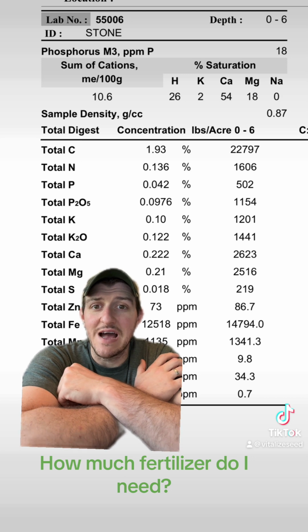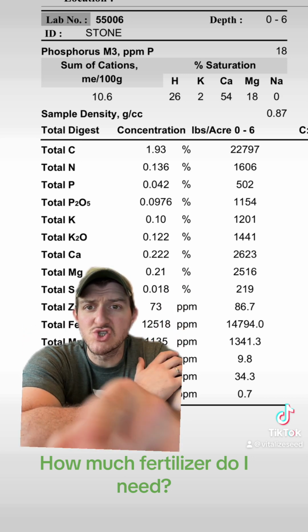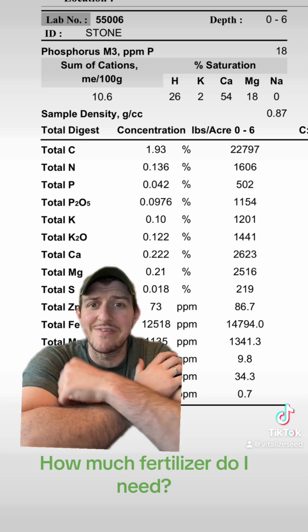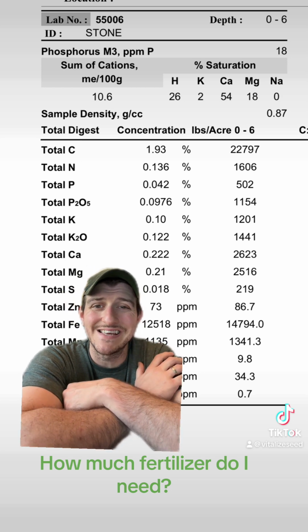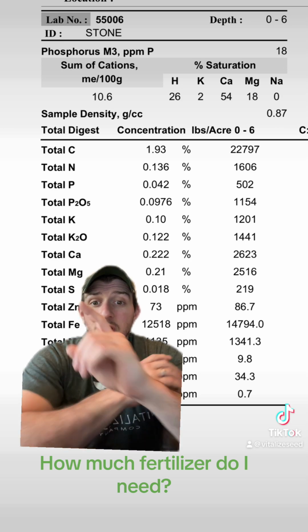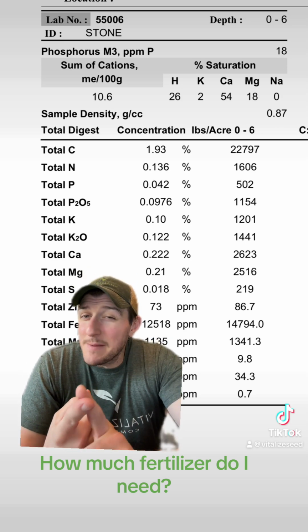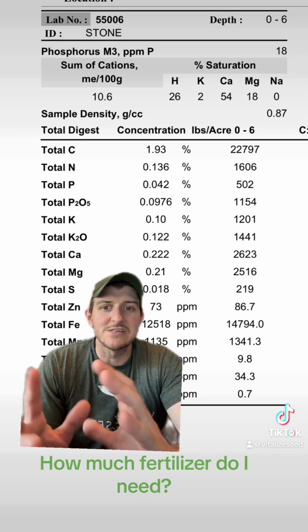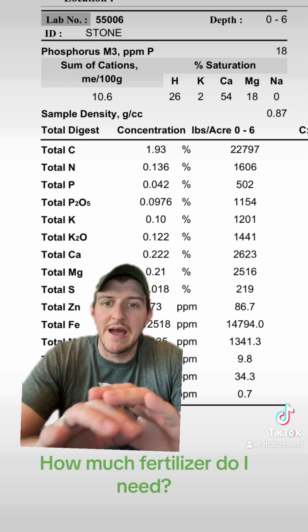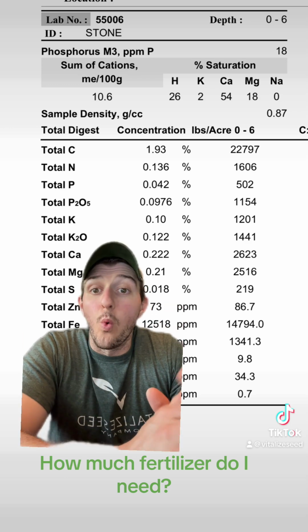As you can see in this column here, it's starting with the carbon at 22797, going to nitrogen 1606. That is in pounds in the top 6 inches. So number one, that is just in pounds. Now this doesn't tell you how the form of nitrogen or anything like that. So let's not get caught up in that. Let's just look kind of high level amount of nutrients.